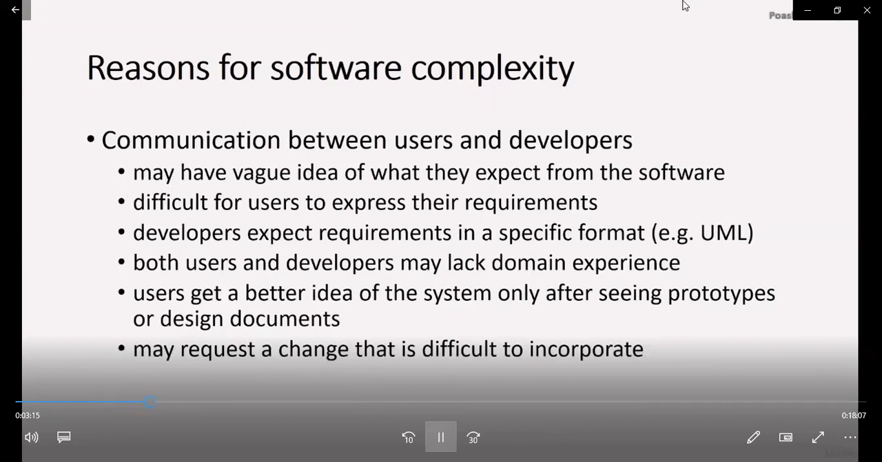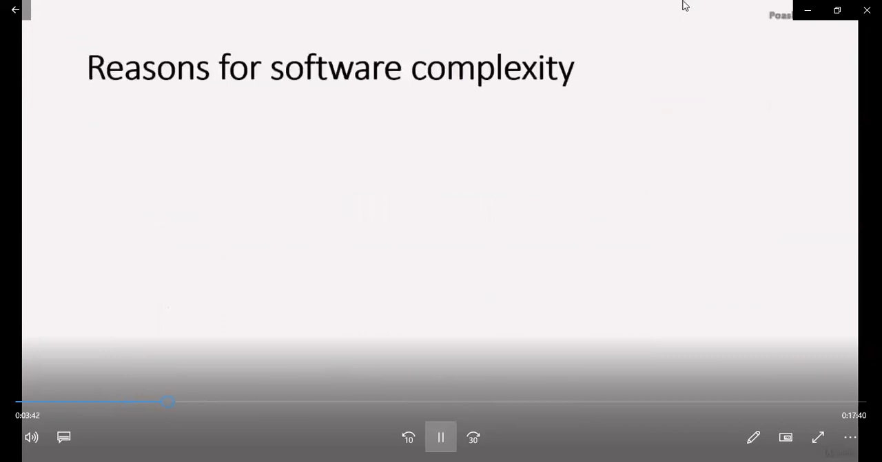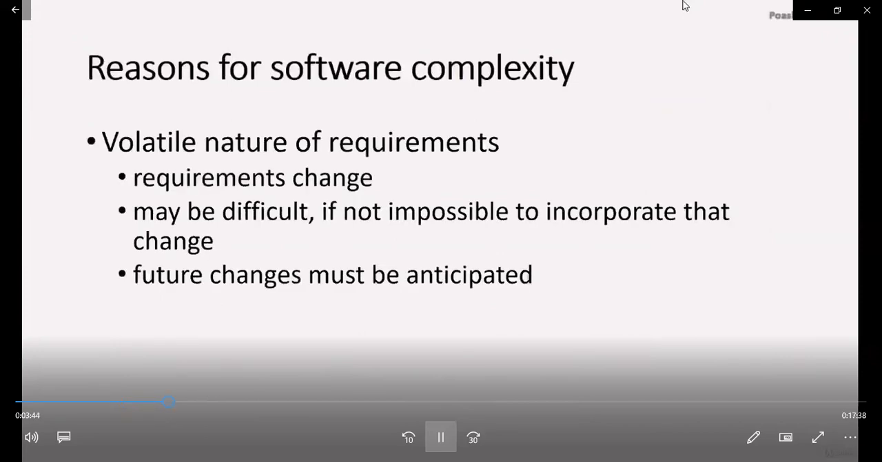So it may happen that the users and the developers both may lack the experience of the domain, and sometimes the user gets a better idea of the system only after they look at the prototypes or the design documents that have been created later. And until then, the software may have already been developed up to some point. Therefore, when the users get a better idea, they require changes in the software, and that change may be difficult to incorporate in the existing software.